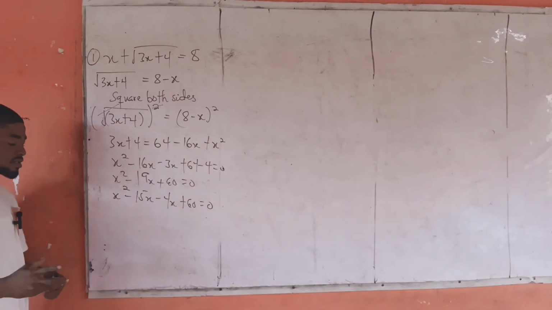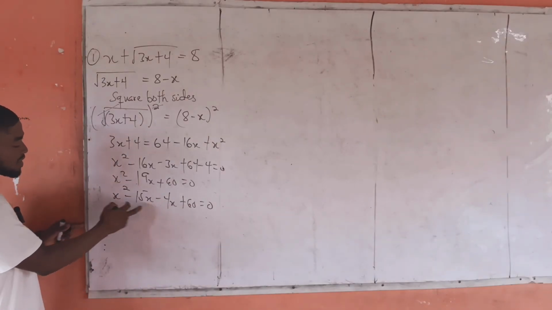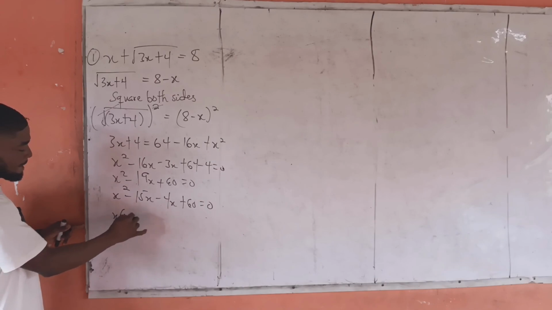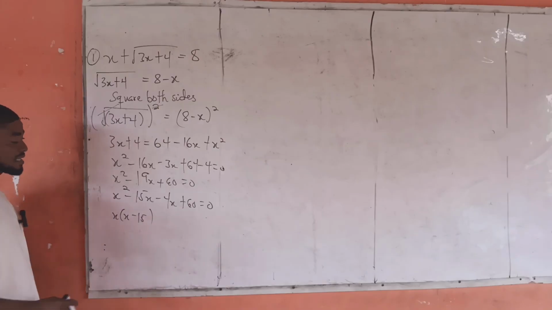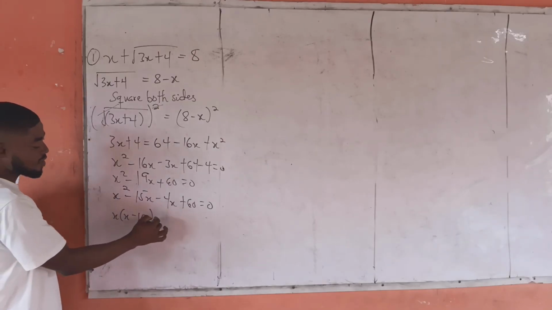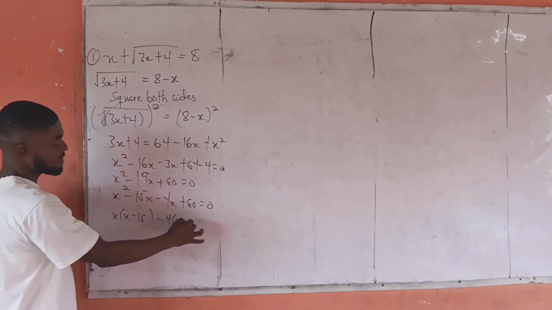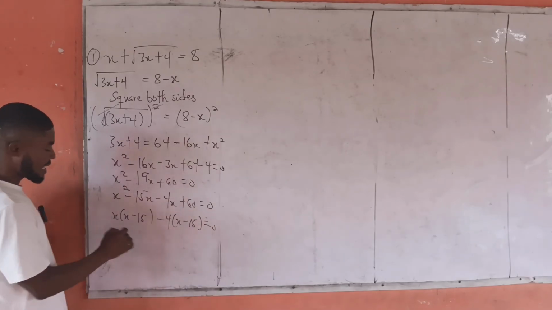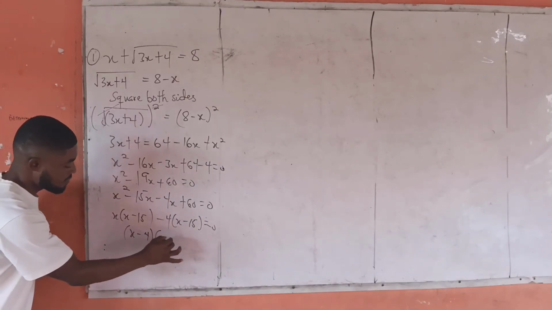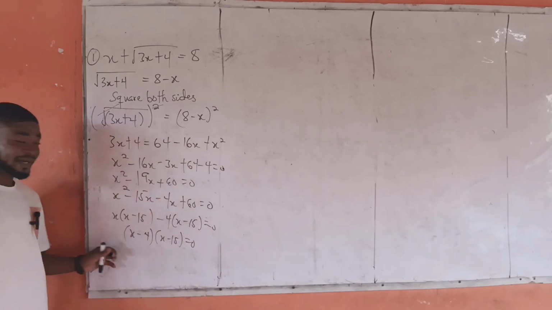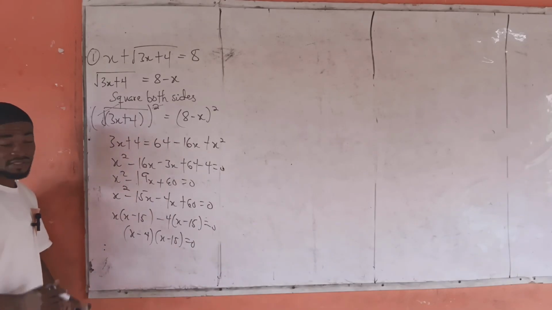Now from here I try to group like terms. x is common here, x is common here. I'll be left with 15 here. Whatever is in the first bracket should repeat itself in the second bracket. There is 4 common here, x here, 15 also here. Now I get x minus 4 against x minus 15 is equal to 0.